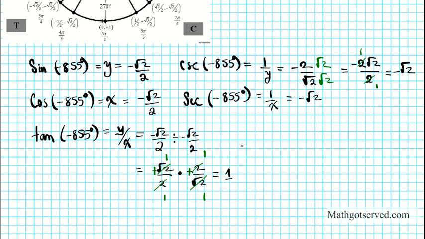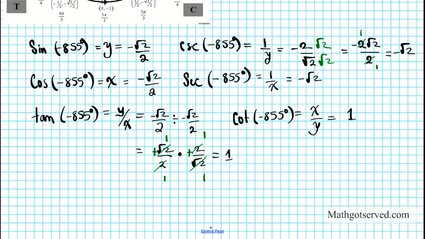Okay? Now the reciprocal relative, cotangent of negative 855, is x over y. I can do this work again, but I know that if I reciprocate this, that's a shortcut. The reciprocal of 1 is 1. 1 is its own reciprocal. Alright, so there goes all my 6 answers. Now I'm going to organize them in a nice list on the left side here, and I'm going to do a check to make sure that they're all correct, okay?